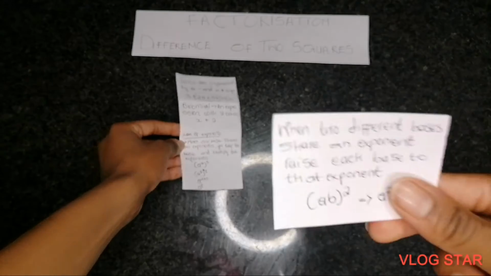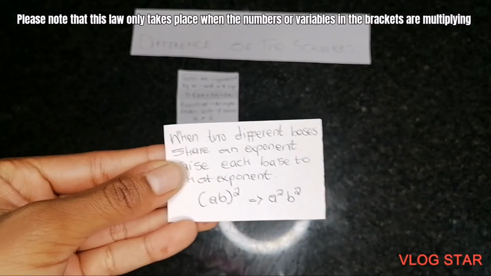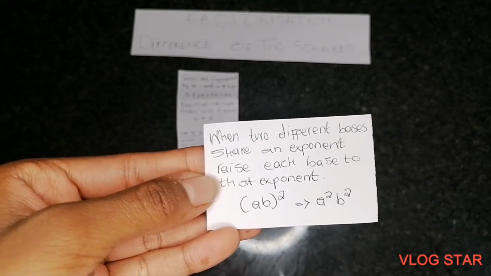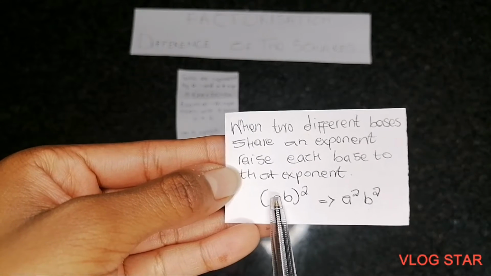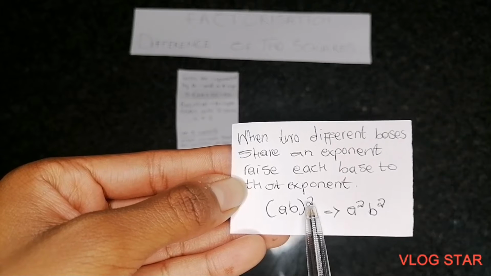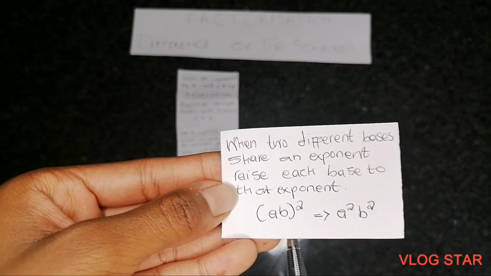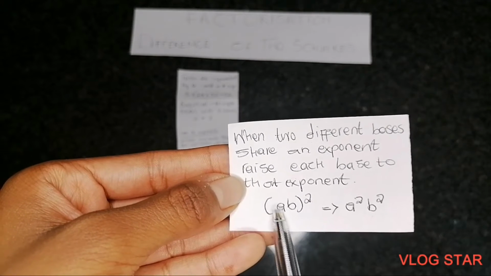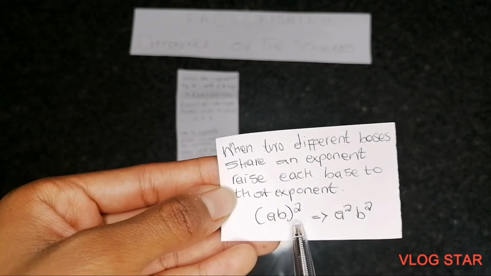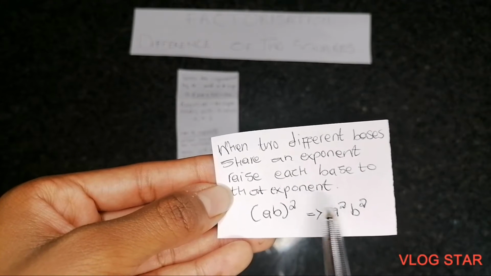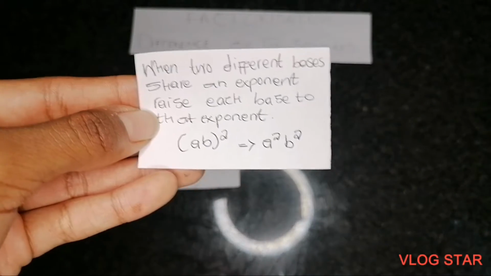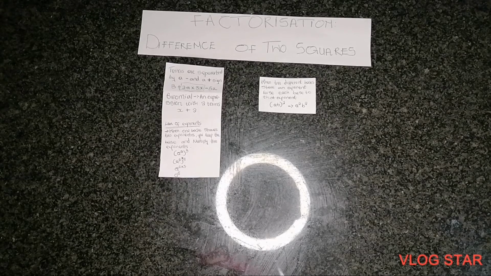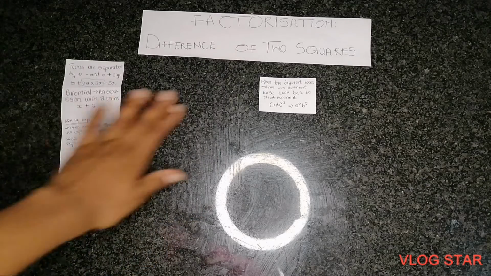The law of exponents that I want you to note again is: when 2 different bases share an exponent, raise each base to that exponent. So we have (ab) in brackets to the exponent 2. When we have something like this, the law states that each base inside the bracket takes the exponent. So this is the same as a squared b squared. I really hope that you understand that. So now, since we know what we have to note in this video, let's get straight into it.